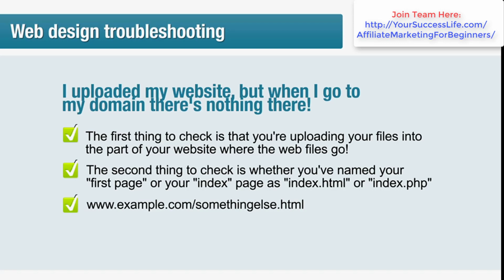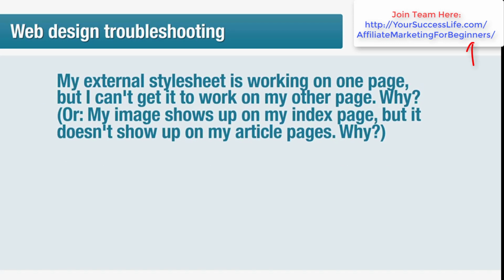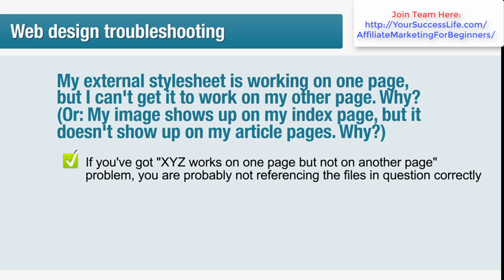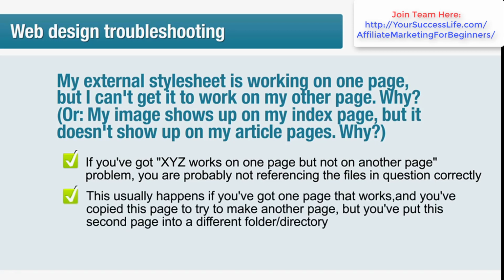What about this question? My external style sheet is working on one page, but I can't get it to work on my other page. Why is that? If you've got any variation on the XYZ works on one page but not on another page problem, it's probably because you're not referencing the files in question correctly. This usually happens if you've got one page that works and you've copied this page to try and make another page, but you've put the second page into a different folder or directory. The page is in a different place, but it's still following the old directions to images or CSS.